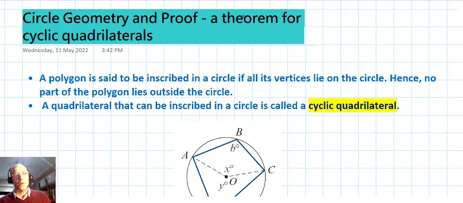Welcome back everyone. We're looking at more circle geometry and proof. We are looking at a particular theorem for what's called cyclic quadrilaterals.